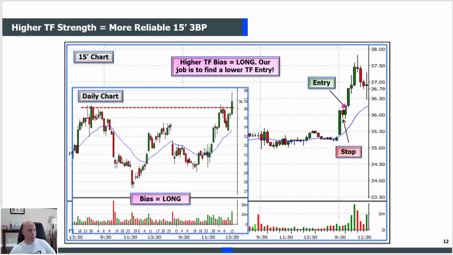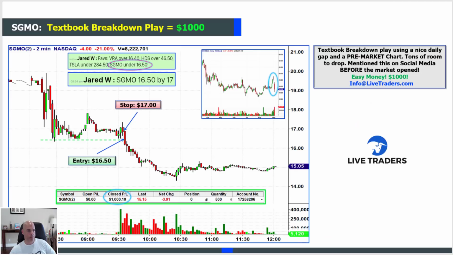So it's a far more reliable entry because the daily is also breaking out while the 15-minute is breaking out. Multiple time frame analysis. Okay.